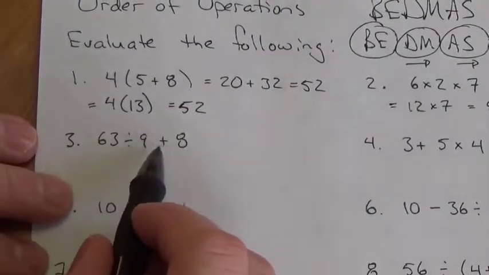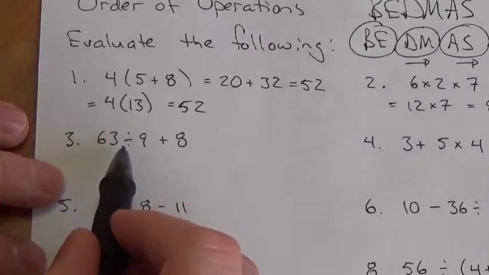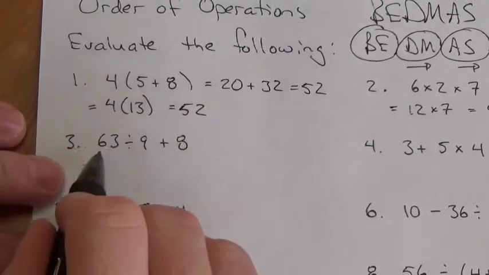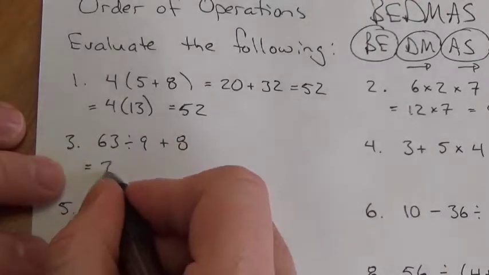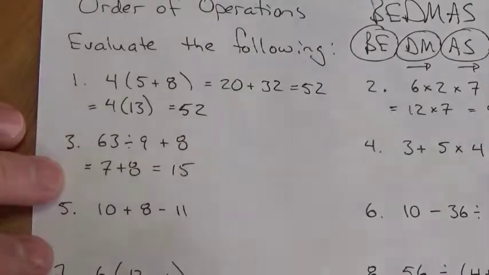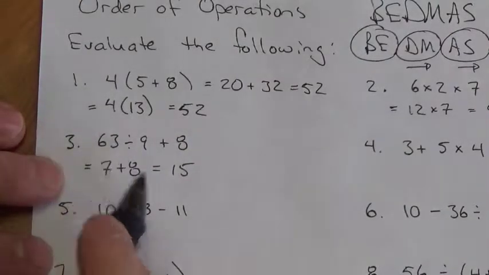63 divided by 9 plus 8. Well, now we've got division and addition here. We are going to do the division first. So 63 divided by 9 is going to be 7, plus 8, and then we can add those together to get 15. We give priority to the division.